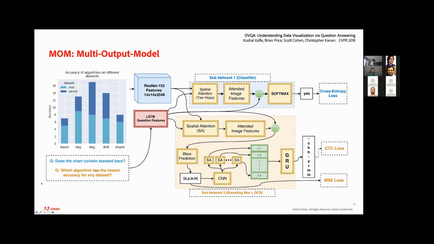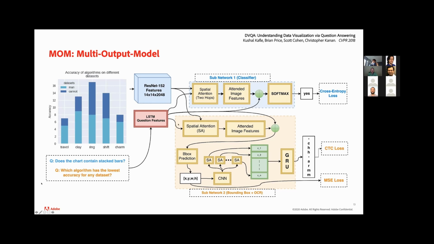The second network was to handle questions that required actually reading something in the chart. So in this case, which algorithm has the lowest accuracy for any data set? You need to figure that out, but then you need to actually output one of the written words on this chart. And again, we wanted to handle out of vocabulary information, so things that weren't seen in the training set.